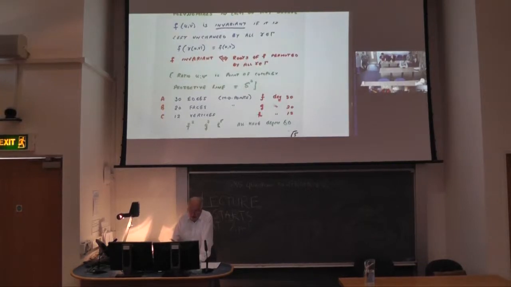And you notice that if you take f squared, g cubed, h to the fifth, they all have the same degree. They're all degree 60. This is really the reflection of the previous formula, 2, 3, 5 dividing 60. So we have three invariant polynomials, all of the same degree. And now, it's a nice result. It's plausible, you believe me.